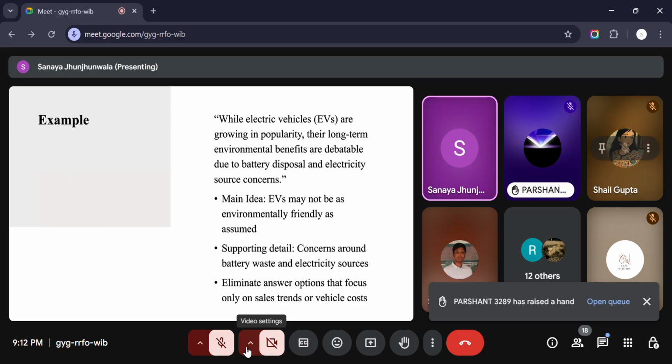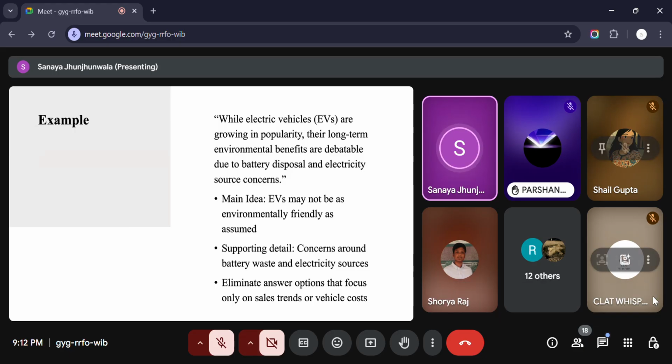हाँ तो main idea can be framed in many ways. So yeah, as one of you guys said, EVs may not be sustainable. That also can be the main idea, but it's in how the options are framed. Is the meaning they're trying to convey the same as the passage? अब यहाँ पे देख लो, main idea is EVs may not be environmentally friendly as assumed or sustainable.